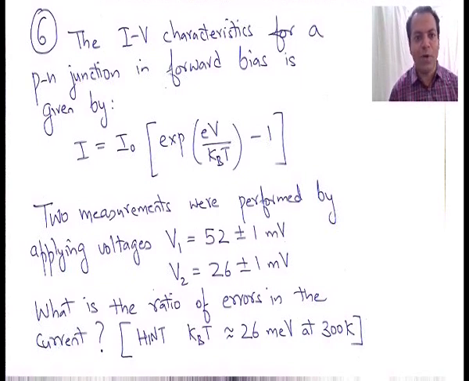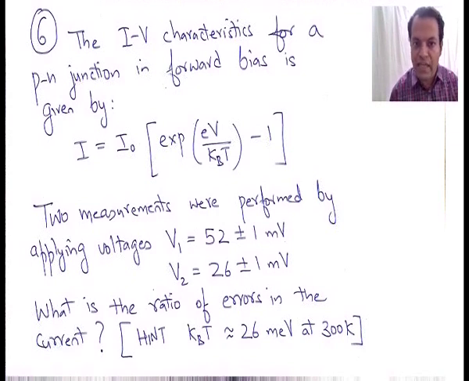This next problem is about IV characteristics for a PN junction. This is a topic you will likely encounter in the NCERT textbook of class 12th in the second part. But we are not here to discuss the origin of this expression or what a PN junction is. Given this expression, if you perform a measurement with certain uncertainties, how would these uncertainties or errors propagate?